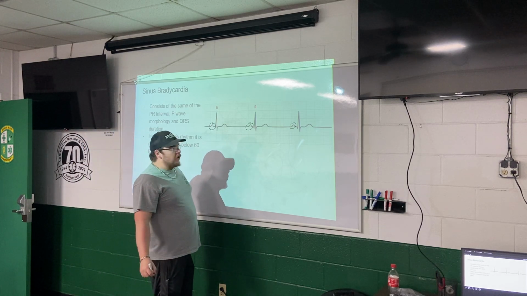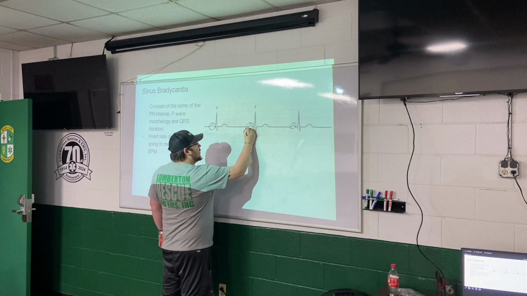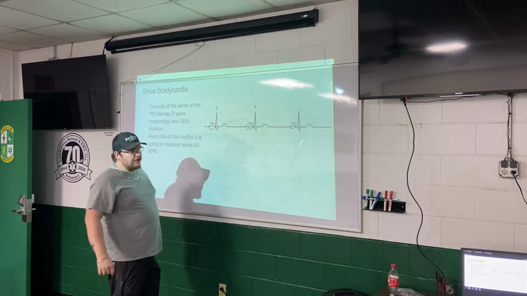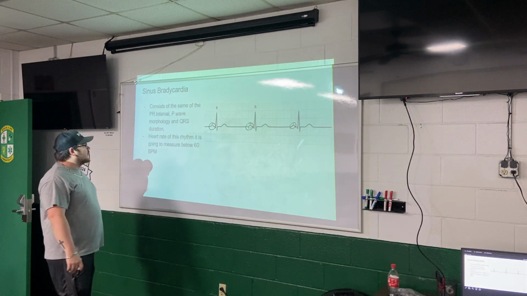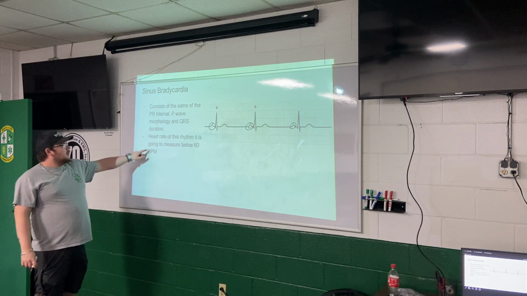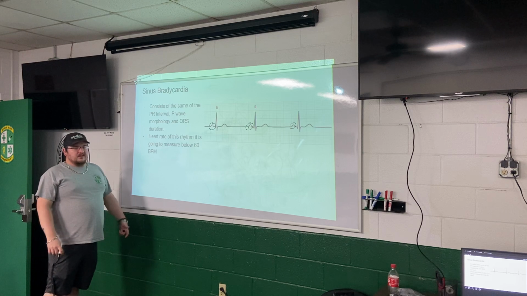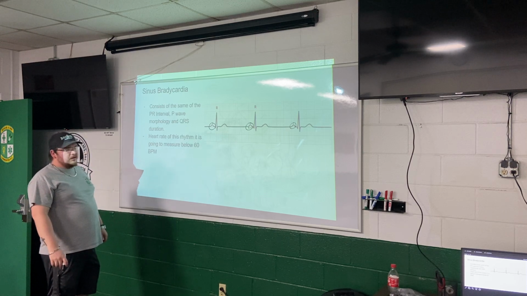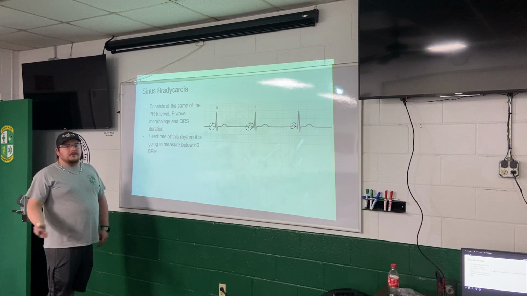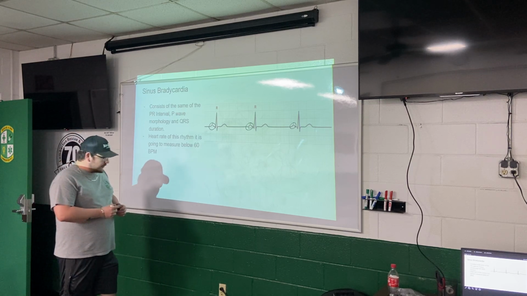Next, you're going to measure your PR interval again. Come back to the beginning of your P wave. Measure to the QRS. We got 1, 2, 3, 4, 5. This time we got a PR interval of 0.2, which is sinus rhythm. The only difference is that the heart rate of this rhythm is going to measure below 60. So normal sinus is going to be 60 to 100 beats a minute. Sinus bradycardia is going to be slower than 60.